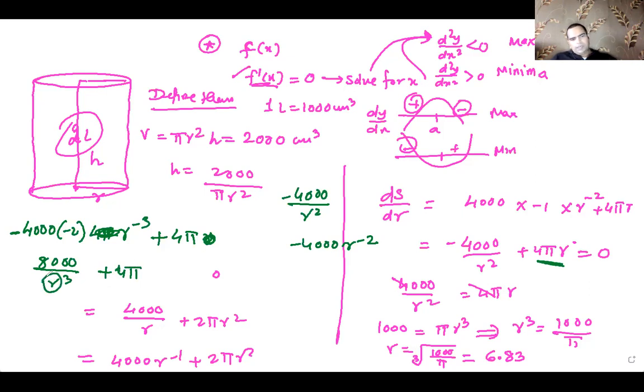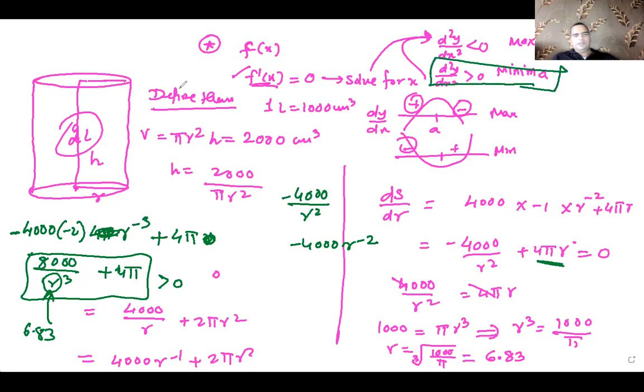Now here if I plug r as 6.83, you can see this value is coming as positive. This double derivative, if I plug r as 6.83 here, it will come as positive. Since this answer is coming as positive, that goes under the second category, which is a minima. So what it means is that if I take the radius as 6.83, the surface area, or the material that will be required, will be minimum. Of course, accordingly the height will also change.